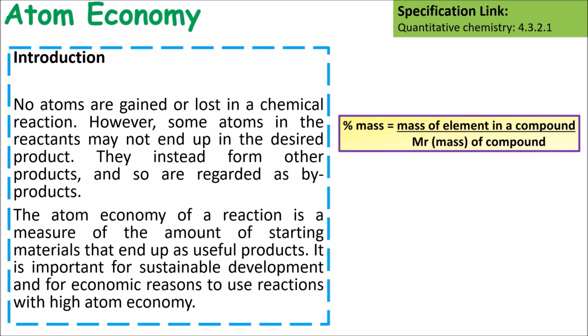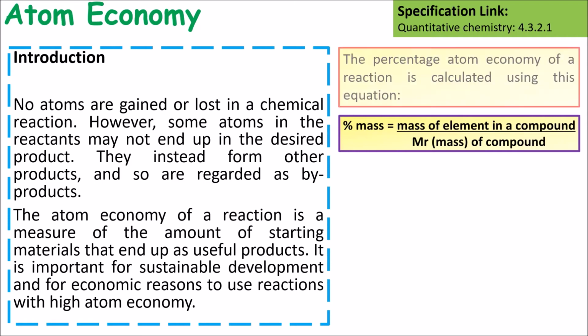So no atoms are gained or lost in a chemical reaction. However, some atoms in the reactant may not end up in the desired product. So they instead form other products and are regarded as byproducts. So the atom economy of a reaction is a measure of the amount of starting materials that end up as useful products. So it's important for sustainable development and economic reasons to use reactions with a high atom economy.